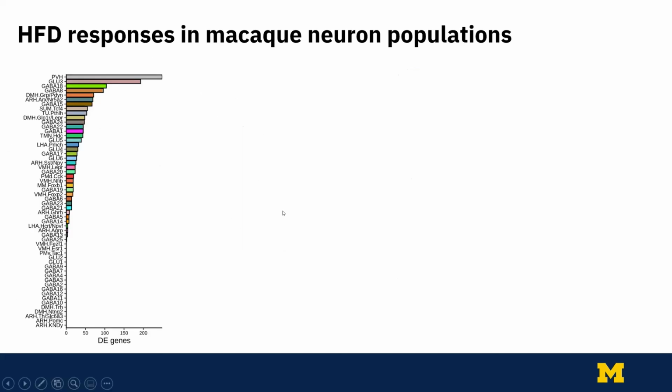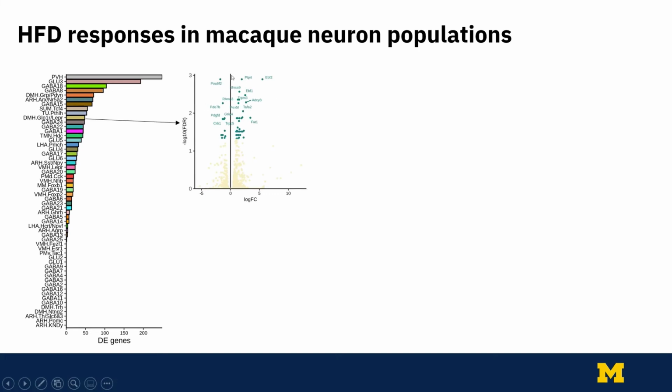But then, because we have animals that were either on chow or high-fat diet, we wanted to see how their transcriptional responses differ across populations. And you'll see again that some populations are highly responsive and others much less so. And again, among the top populations are these DMH GLP-1 receptor cells.